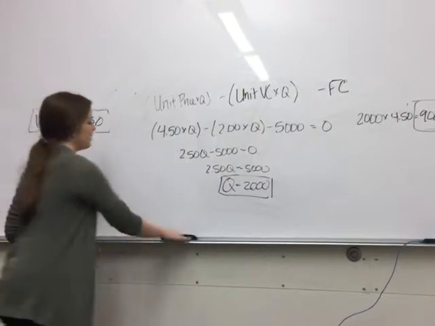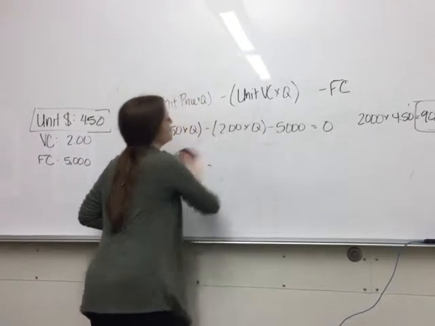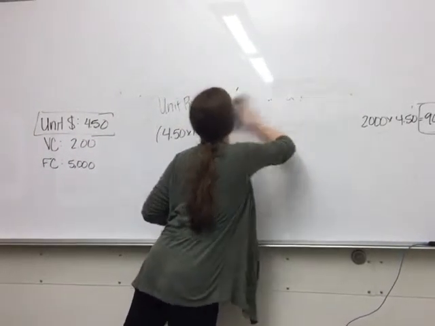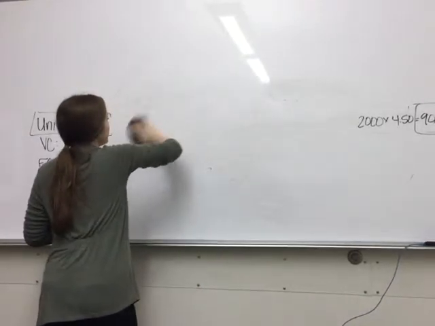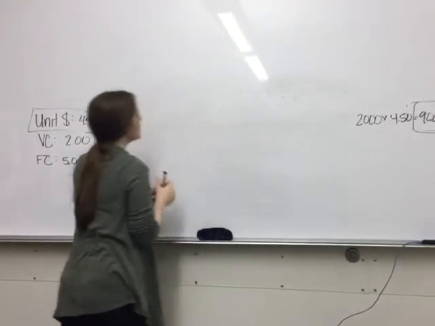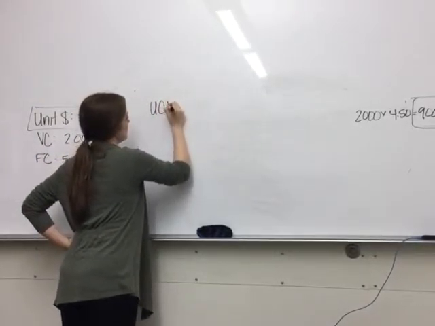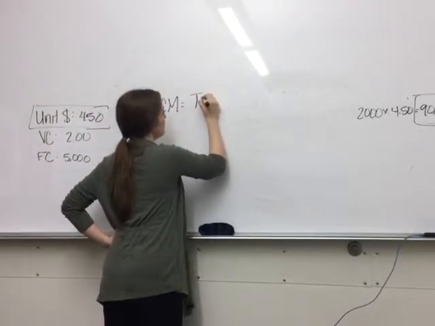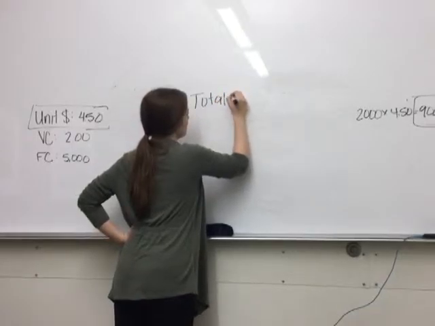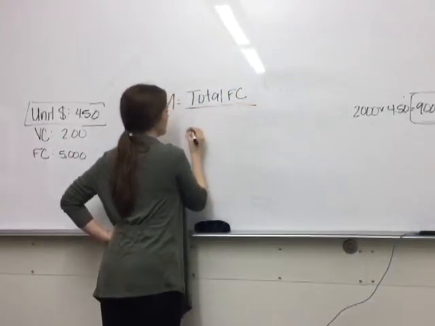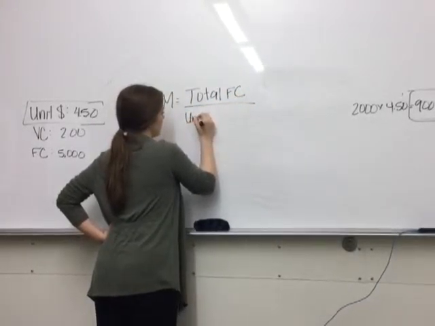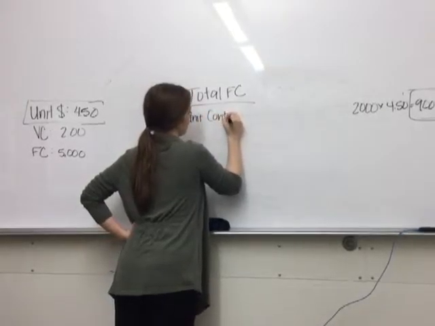Sure. So for the unit contribution method, just erase this. The formula is a little bit different, and we use different variables. The unit contribution, we'll call that UCM, is the total fixed cost divided by the unit contribution margin.